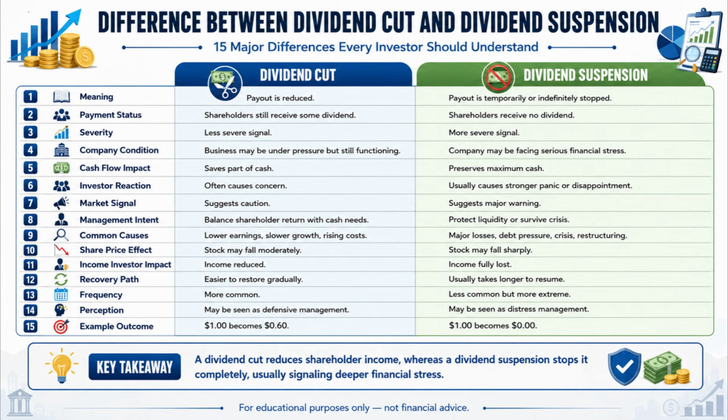So, the key takeaway is that a dividend cut reduces shareholder income, whereas a dividend suspension stops it completely and usually signals deeper financial stress in the business.